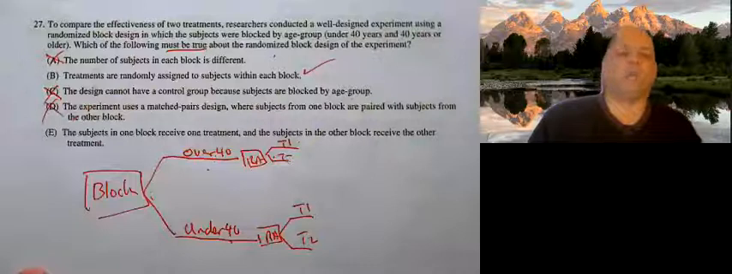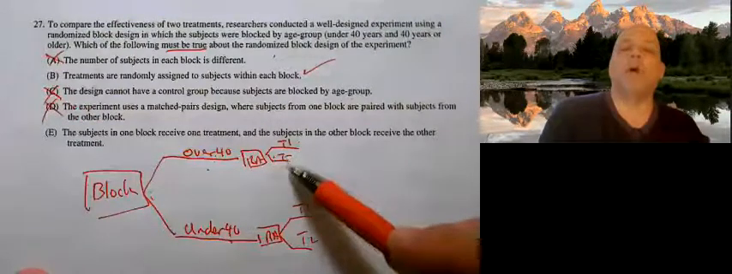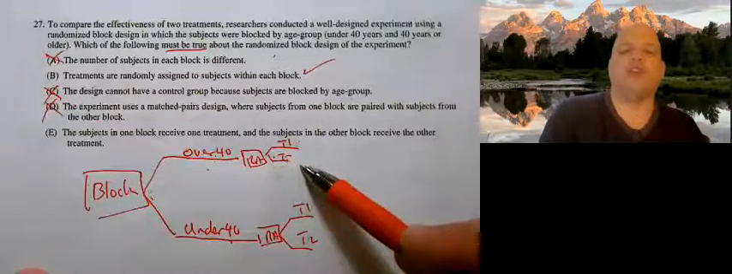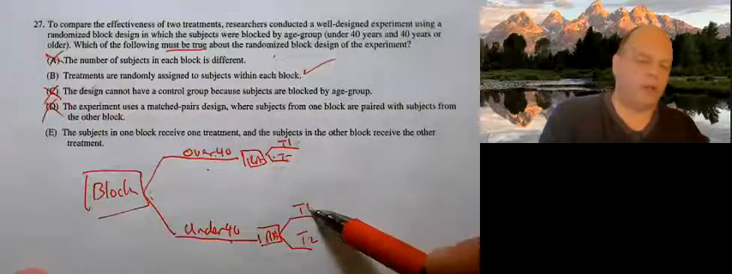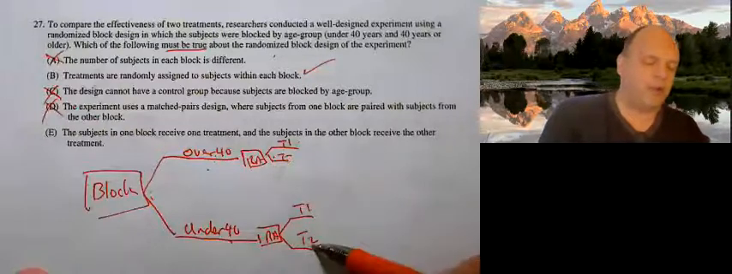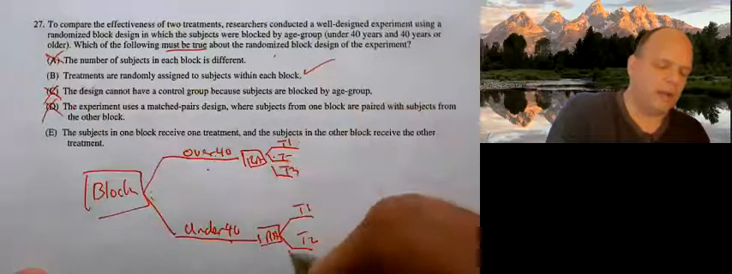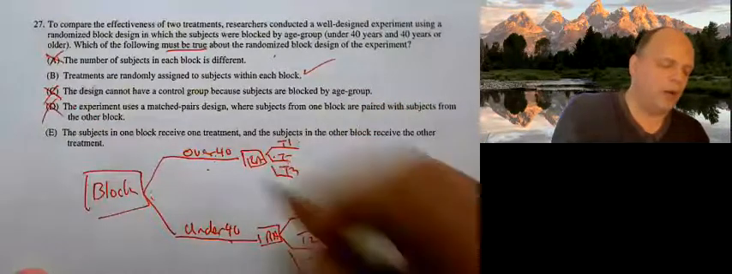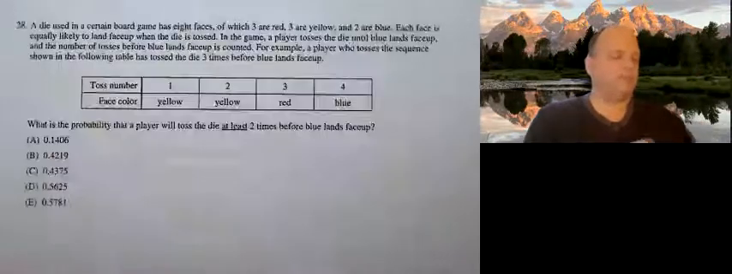The subjects in one block receive one treatment and the other will receive the other treatment. No, both groups have to receive the same treatments. So if I have treatment one here, I have to have treatment one here. Treatment two here, I have to have treatment two here. If I happen to have a T3, then I have to have the same thing here as well. So 27 is B, our best answer.